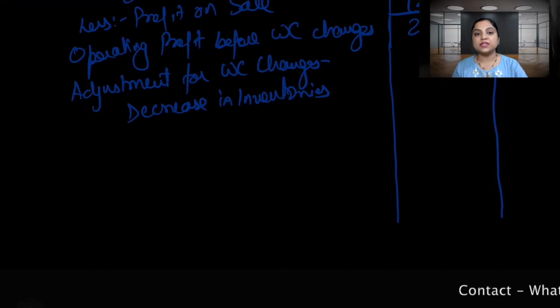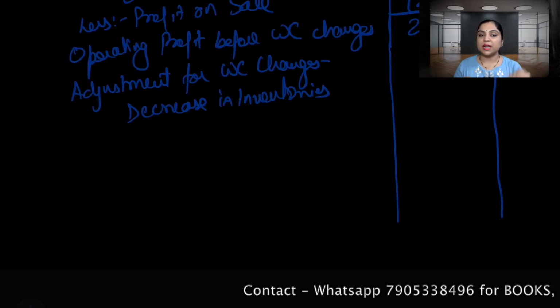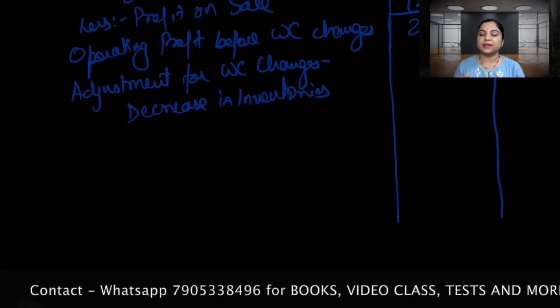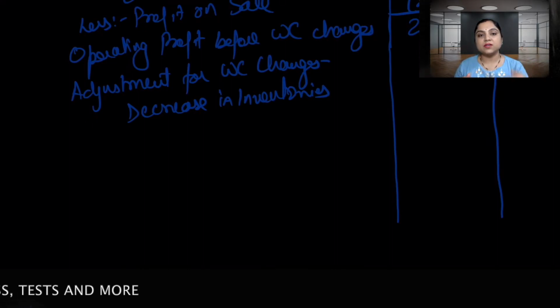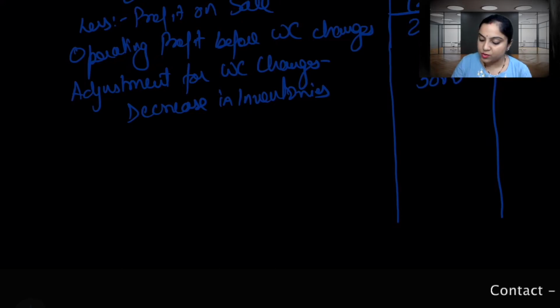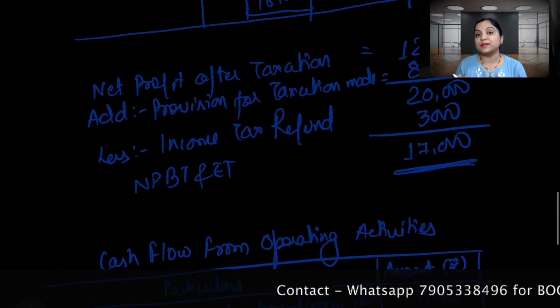So we have seen that the inventory was 25,000 last year and 22,000 in the current year. That means there is a reduction or decrease in the inventories of rupees 3,000. It means you saved rupees 3,000, you didn't expense it.